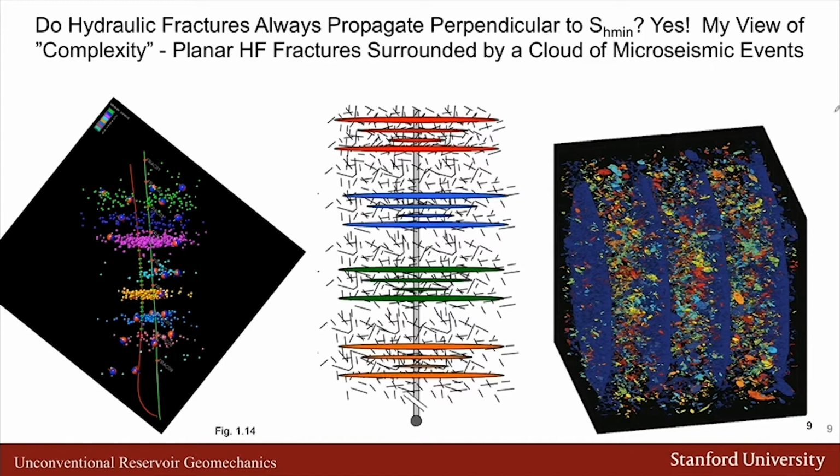Planar hydraulic fractures, hydraulic fractures that are absolutely perpendicular to the least principal stress as shown, surrounded by this zone of shearing resulting from slip on pre-existing faults in the formation, and of course the microseismic cloud surrounding each hydrofrac is an indication that that's occurring.